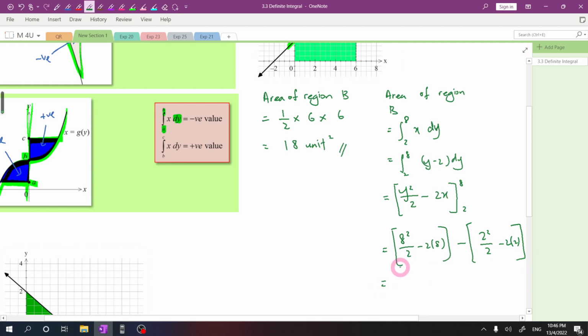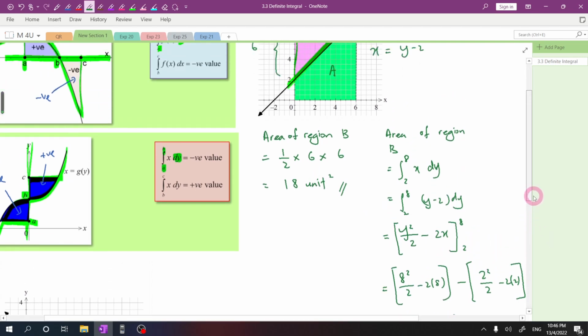Okay, so just press your calculator. So this is 64 divided by 2 minus 16. You will get 16. How about here? 4 divided by 2 minus 4. You will get negative 2. 16 minus negative 2 becomes 16 plus 2, which will give you 18. Both will give you the same answer.